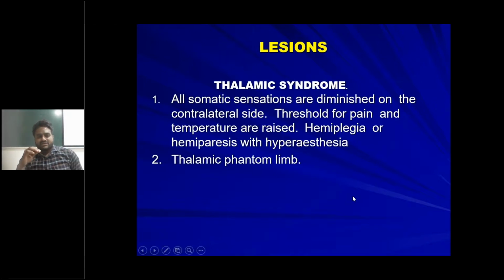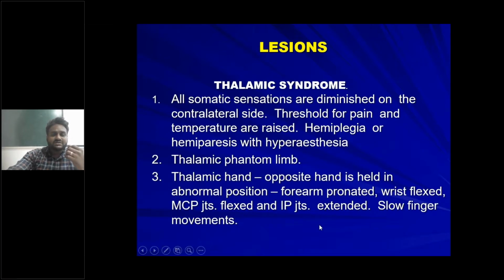The next symptom is thalamic phantom limb. This condition is called thalamic phantom limb. You see in the next slide what the thalamic phantom syndrome is. And third one, the thalamic hand. These are the clinical features of the thalamic hand. Usually the opposite hand is involved, the forearm is pronated, the wrist is flexed, the metacarpophalangeal joints are flexed, and the interphalangeal joints are extended. So these are the symptoms of the thalamic hand.